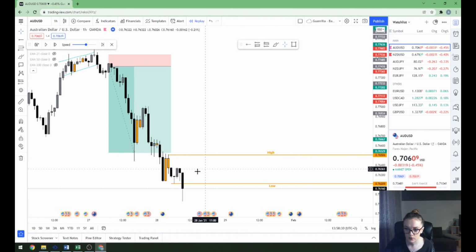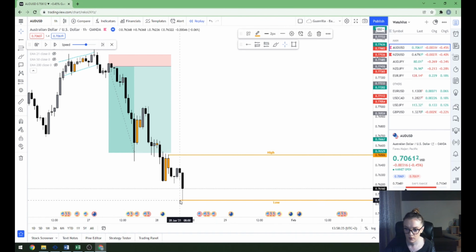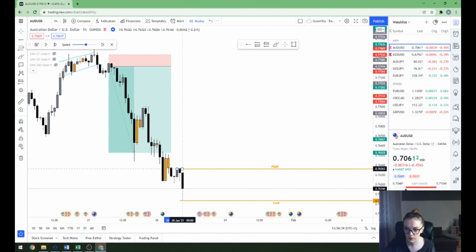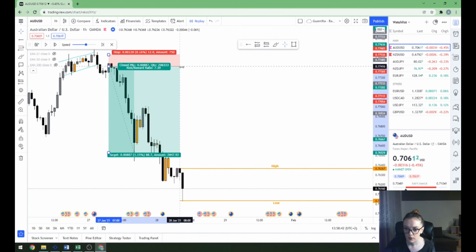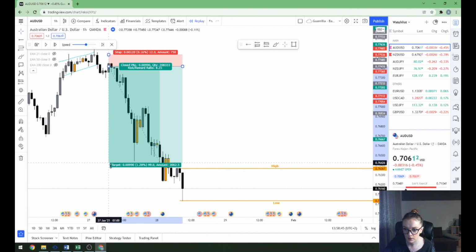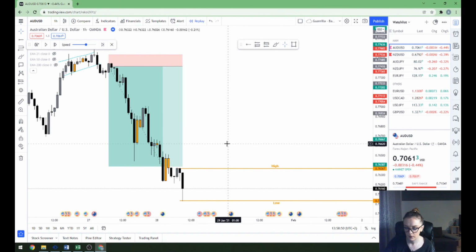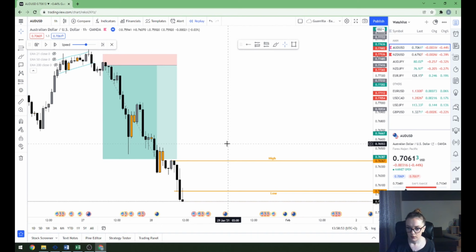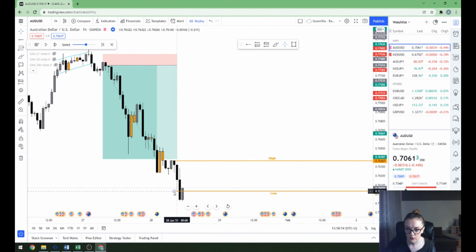And we just broke the low again. Okay, and we've got a new high right here. Our stop loss will now be 20 points above this high. Such a great downside momentum.